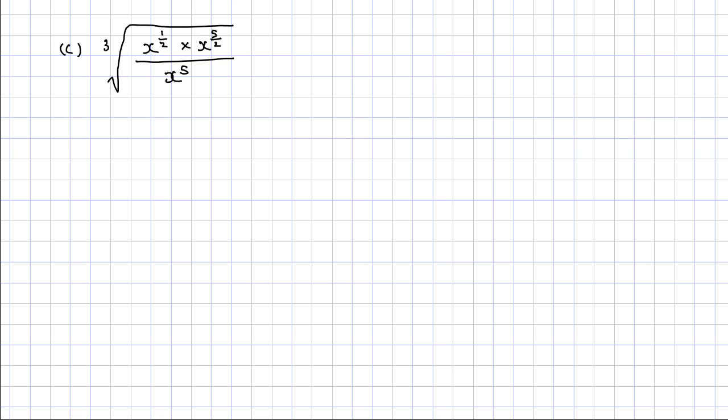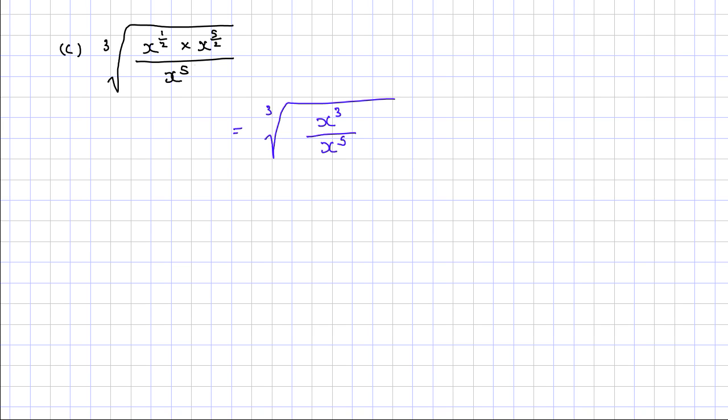So this is going to be cube root. So if I add a half and 5 over 2, that's going to give me 6 over 2. And 6 over 2 is 3. So x to the power of 3 over x to the power of 5.